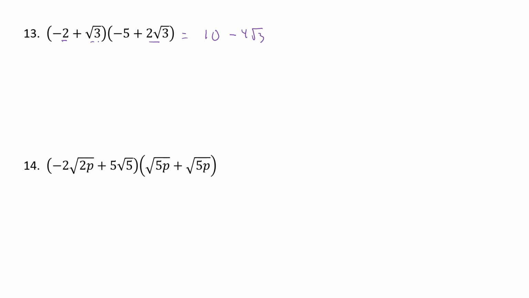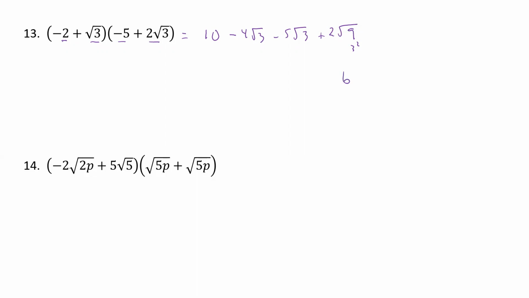Now we have our inner, so we'll take this times this, so that's going to give us a minus 5 radical 3. And then here we'll take a radical 3 times a 2 radical 3, so that's going to be plus 2 radical 9. Okay. What is 9? Well, that's 3 squared, so that's really going to be the square root of 3 squared, which is 3.